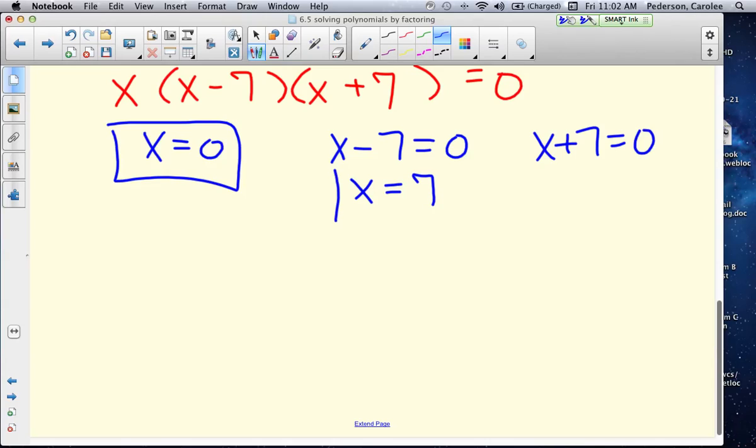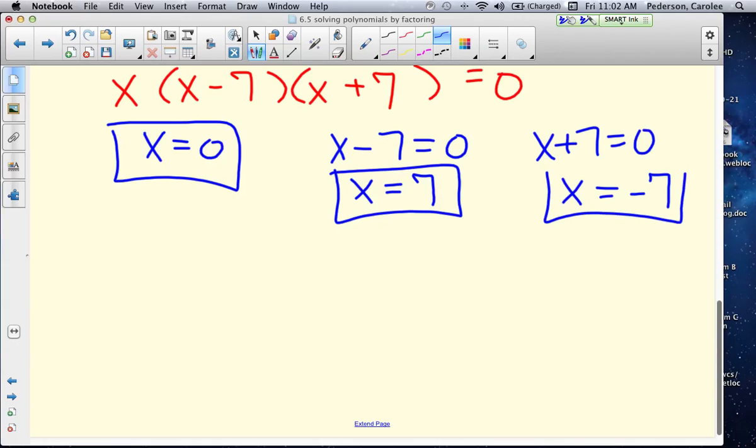Here's my second solution where I add 7, and there's my last solution where I subtract 7. So those are my three x-intercepts, which are also the zeros or the roots of the equation.